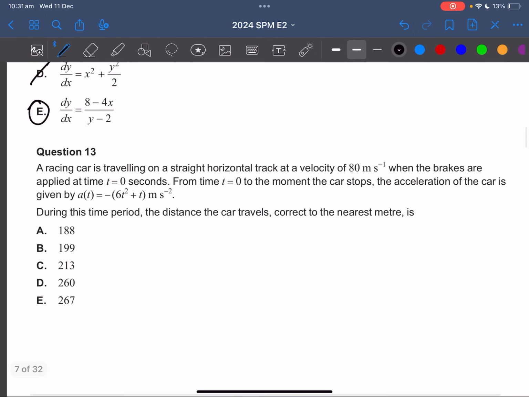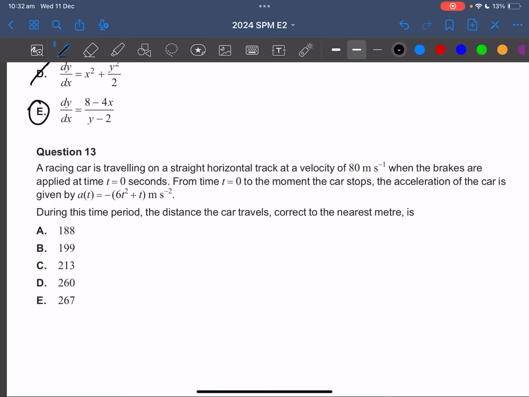So a racing car is traveling on a straight horizontal track at the velocity of 80 meters per second when the brakes are applied at t equals 0. Okay, so from t equals 0 to the moment the car stops, the acceleration of the car is given by a(t) equals this. During this time period, the distance the car travels, correct to the nearest meter, is.